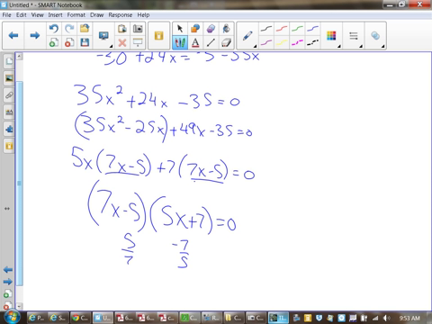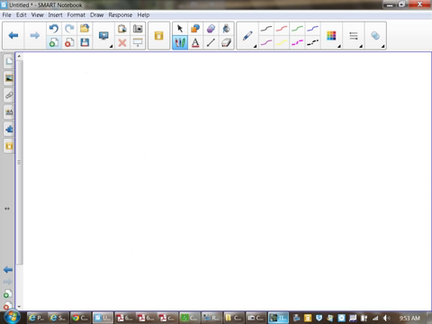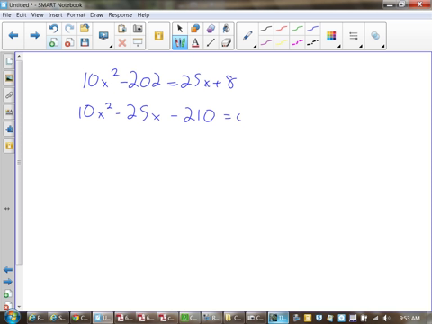All right. Any other factoring ones? What's the next factoring one? I'm going to get to 14 here in a second. Number 8. 8: 10x squared minus 202 is 25x plus 8. Move those guys over. I get 10x squared minus 25x minus 210 is 0. What's your first rule of factoring? Well, this one doesn't work as cleanly because of the 5. You can do it.